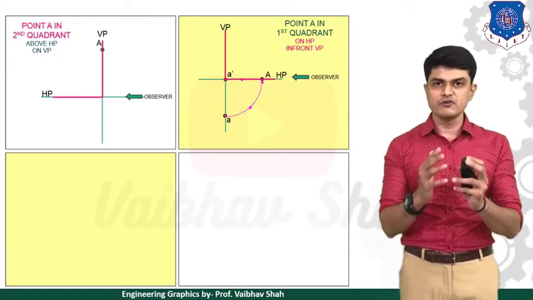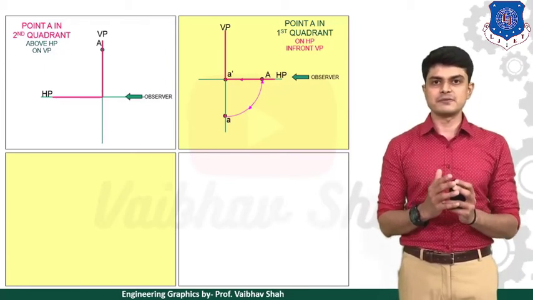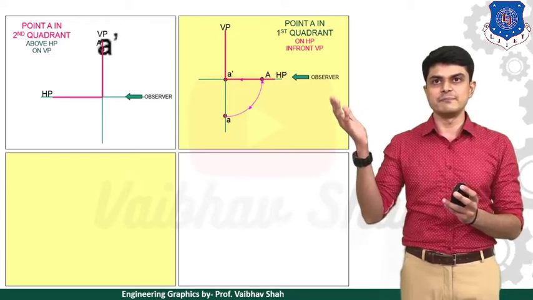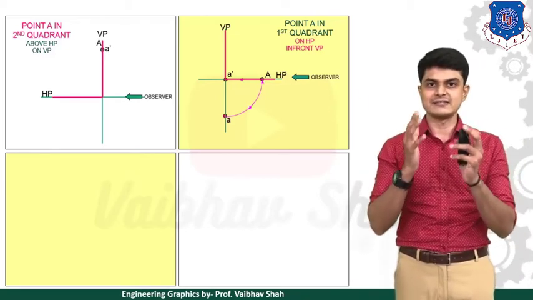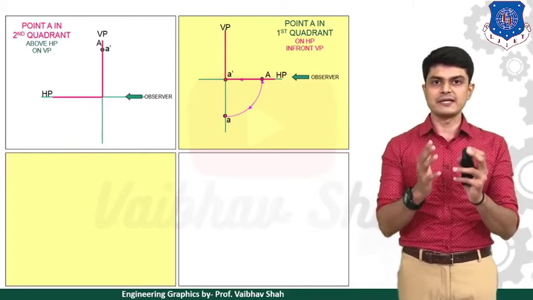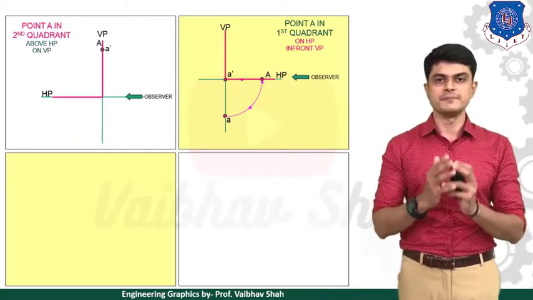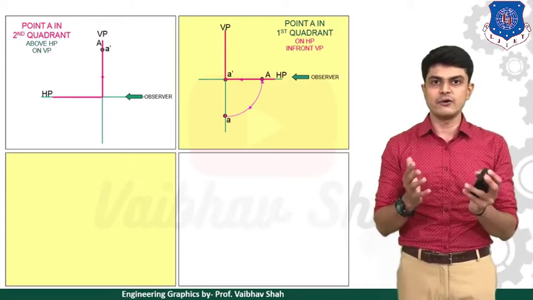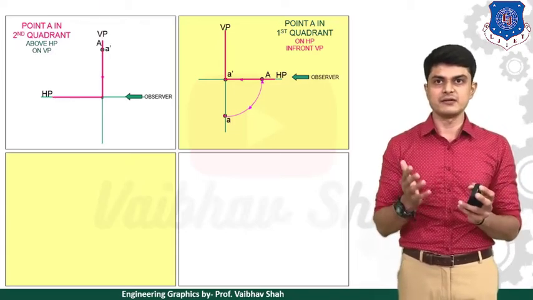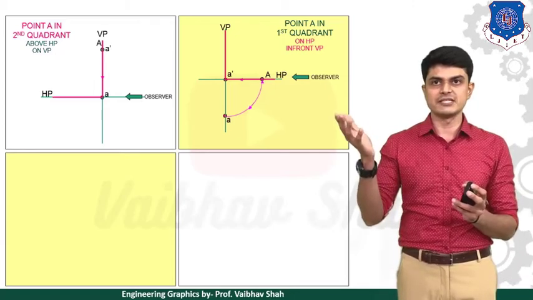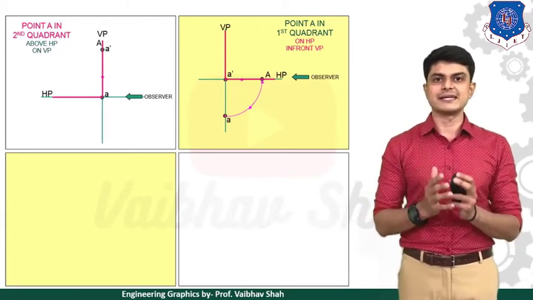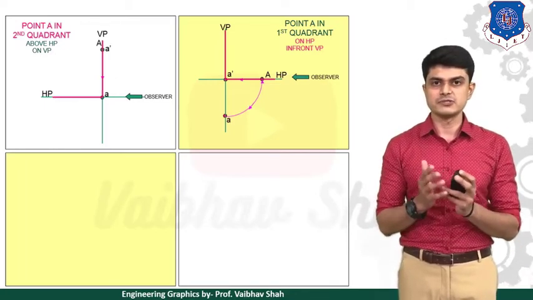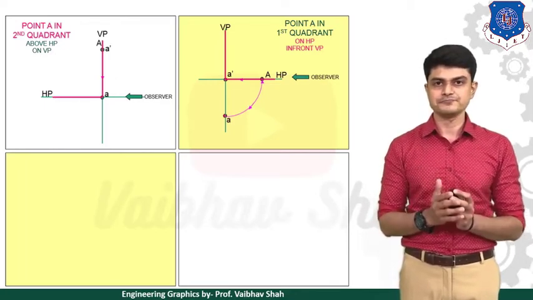So when we try to take the front view from this direction, what happens? The front view always lies on what? VP. So we'll be having the point itself on the VP. So we'll be having point A dash at the same location because our point is already resting on VP. Now if you try to take the top view of this point A, then the top view would lie on what? HP. So you will be having your top view on HP itself. So you will be having this point A on the intersection of HP and VP, because it is a point on HP. So this is the final view of an object.